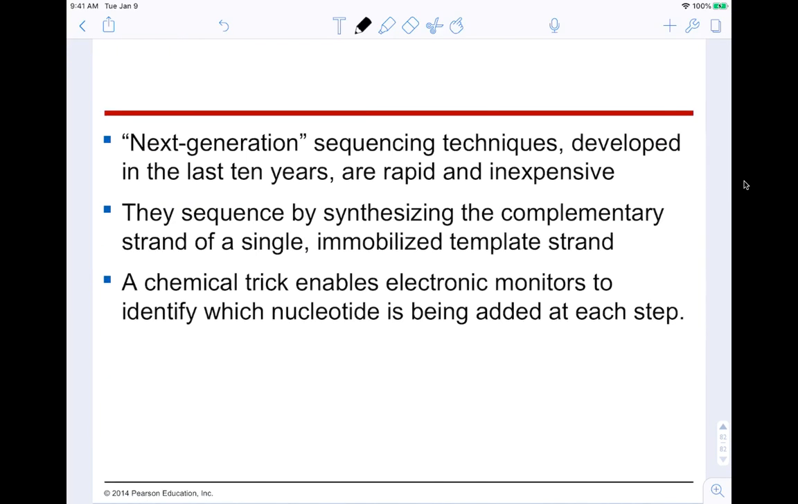The next generation sequencing techniques developed in the last 10 years are rapid and very inexpensive. They sequence by synthesizing the complementary strand of a single immobilized template strand. So they're able to just base pair right there. A chemical trick enables the electronic monitors to identify which nucleotide is being added at each step, which is an easy way to identify, oh, if it's adding in an A, then there must have been a T there. So you're able to tell what the order of all of the nucleotides on the template strand was.